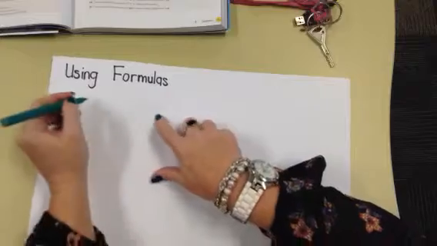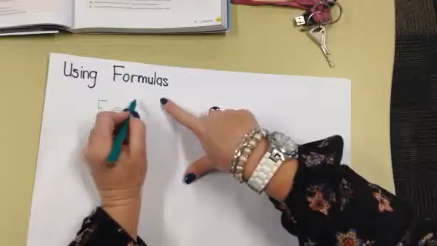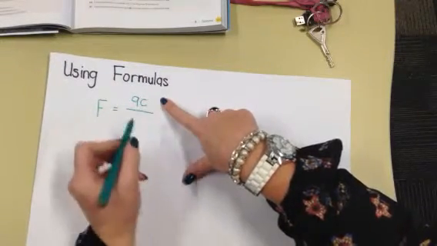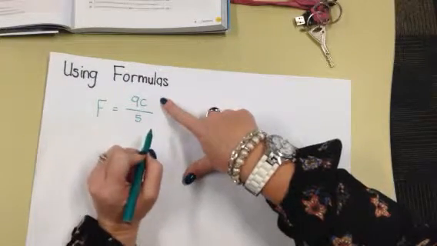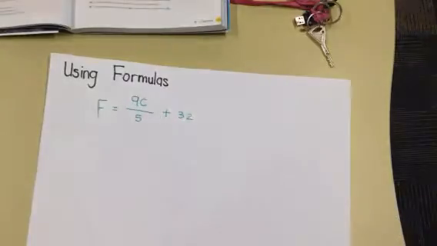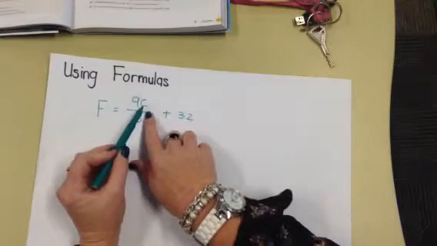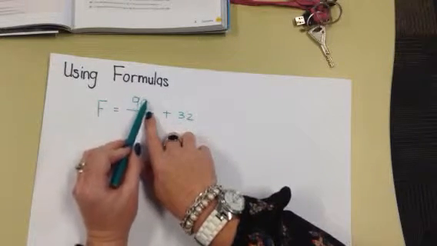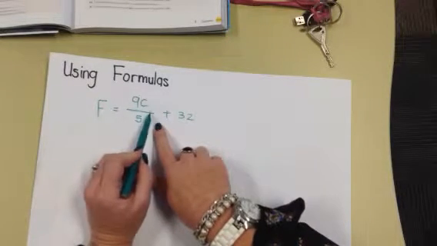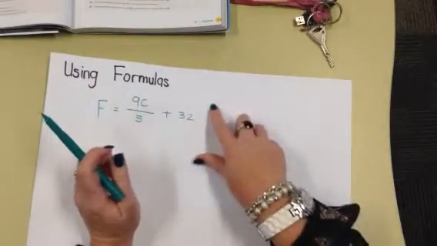So if we have a formula that goes F equals 9c, that means divided by 5, plus 32. Okay, so F, whatever that is, we're going to find out, is equal to 9c. So that means that 9 is multiplied by whatever c is, and then divided by 5 plus 32. So you understand how that works.